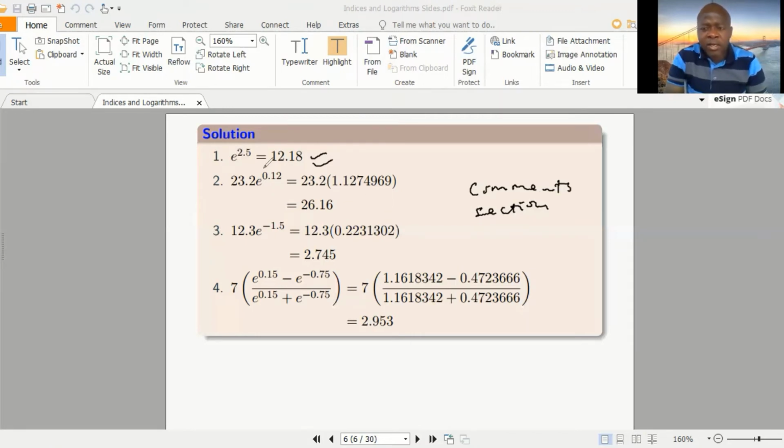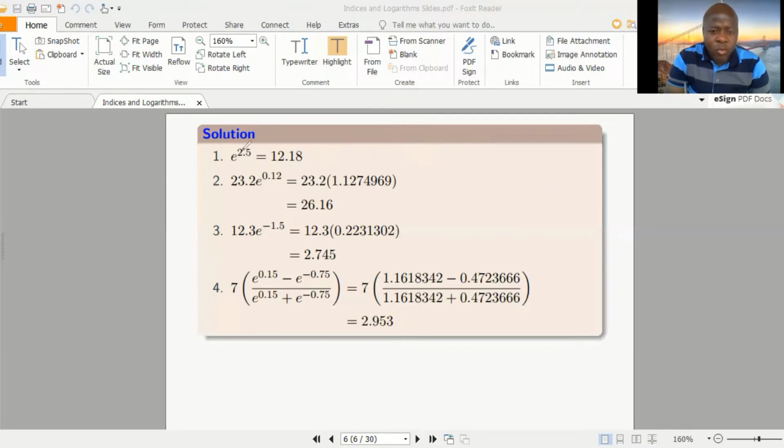But as I've already said, some calculators may require you to press shift first of all, and others may just require you to press E and then write 2.5. Others may not require the brackets. They just write E and then 2.5. Others may require E and then bracket 2.5. So you just have to understand your calculator, what it requires, and then get used to using your calculator.